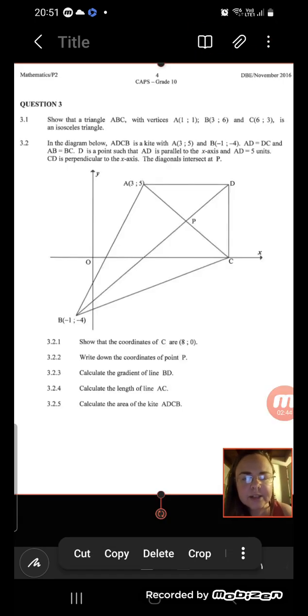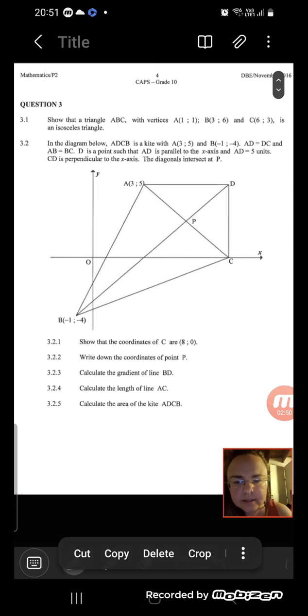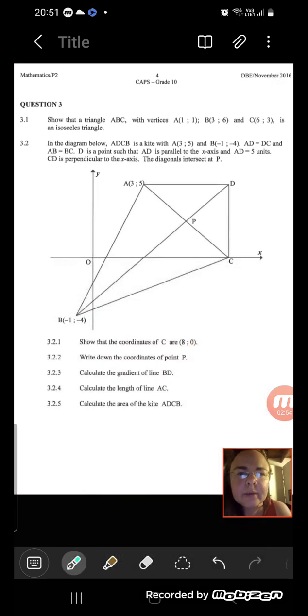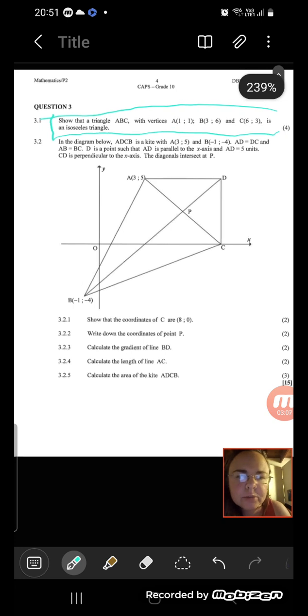Okay, cool. Now that you've written out your formulas, you're ready to start. Question 3.1. This is November 2016. Question 3.1. Show that a triangle ABC with vertices given is an isosceles triangle. Yes, that's 4 marks. That's incredible. 4 marks.